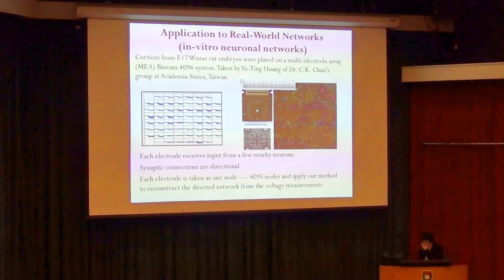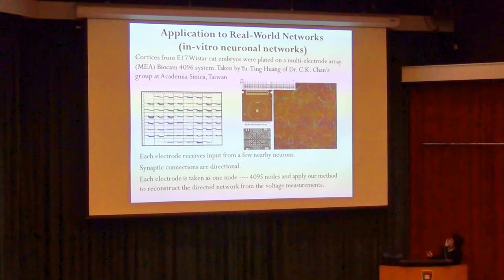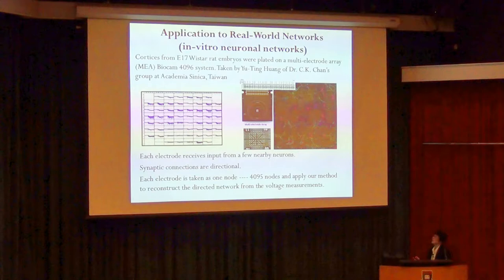So that gets me to the final part. We apply our method to a real world problem and try to reconstruct the network and see whether our method can really work well. So this is not mathematical modeling anymore. We don't even know what the dynamics are in this case. The network that we are interested in reconstructing is the following. It is a network of neurons, a neuronal network. These neurons are taken from a rat embryo in the cortex, and then put in this detector.